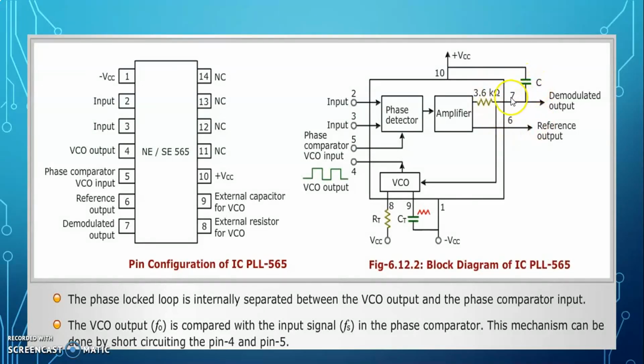Here the capacitor and the resistor of 3.6 kilo ohm act as the low pass filter. The low pass filter generates the DC output voltage, that is the low frequency signal. This DC voltage controls the voltage control oscillator. If the low pass filter output is high, the voltage controlled oscillator frequency is high. If the low pass filter output is low, the VCO output frequency is low. Hence the voltage control oscillator acts as a voltage to frequency converter.